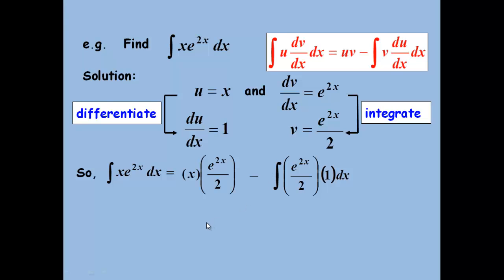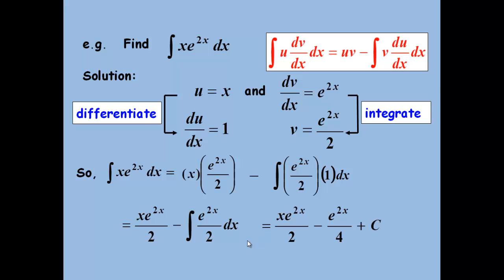Plug everything in, and now again we can see here we've got something we can integrate. We can integrate this, and there we are. Have a little think about this one and the previous example at what might have happened if you'd made the second factor the u and the first factor the dv dx.